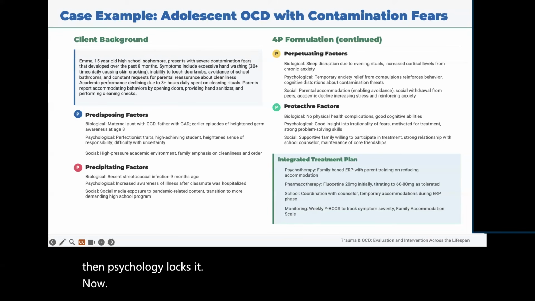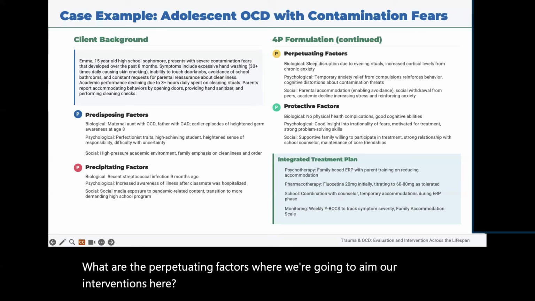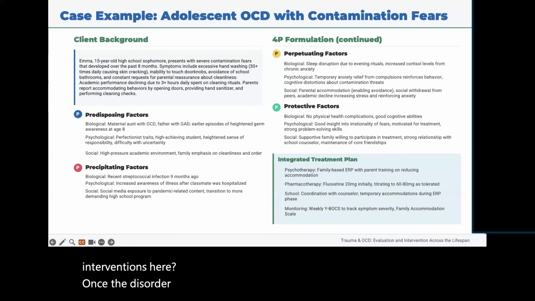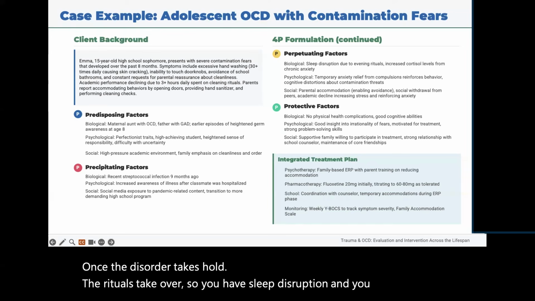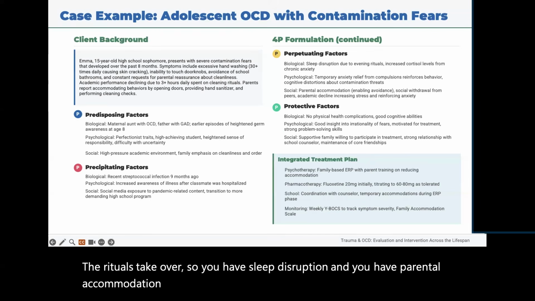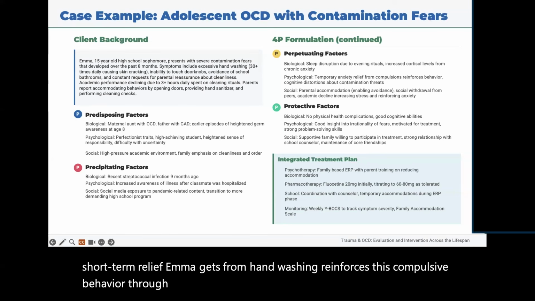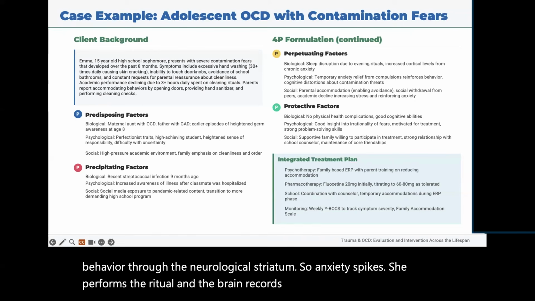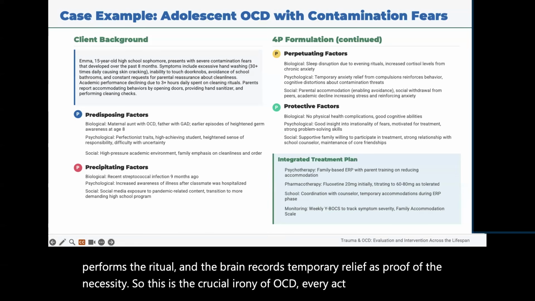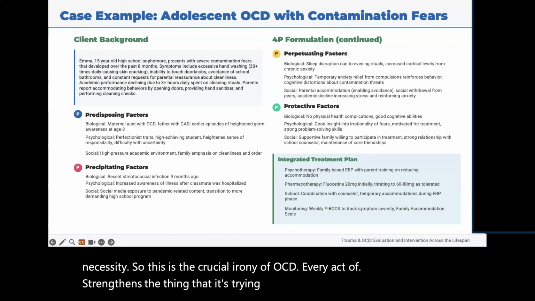Now, what are the perpetuating factors where we're going to aim our interventions here? Well, once the disorder takes hold, the rituals take over. So you have sleep disruption, and you have parental accommodation, social withdrawal, maintaining this anxiety loop. And the short-term relief Emma gets from hand washing reinforces this compulsive behavior through the neurological striatum. So anxiety spikes, she performs the ritual, and the brain records temporary relief as proof of the necessity. So this is the crucial irony of OCD. Every act of control strengthens the thing that it's trying to suppress.